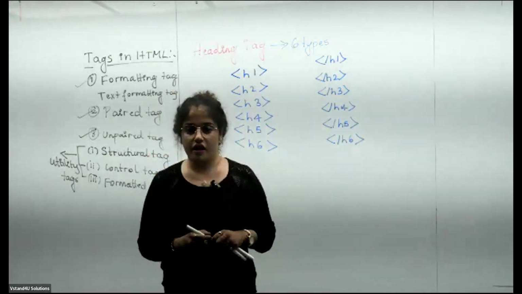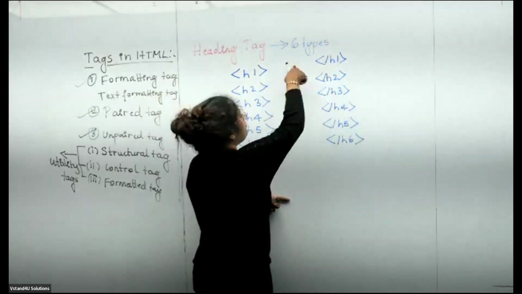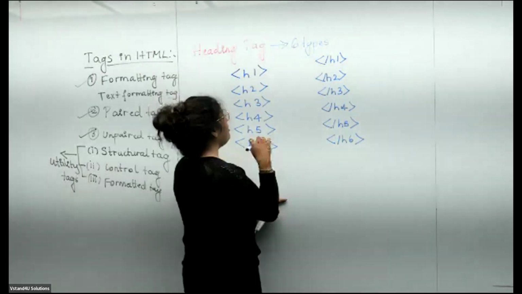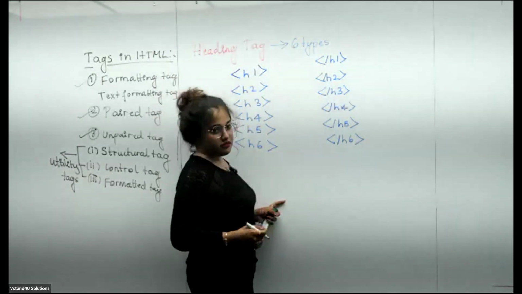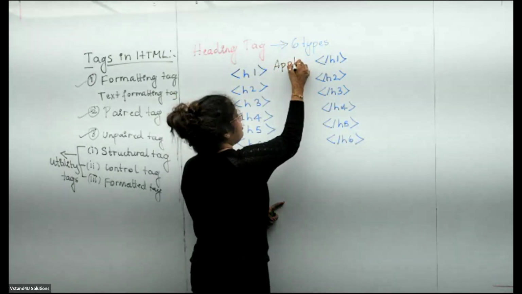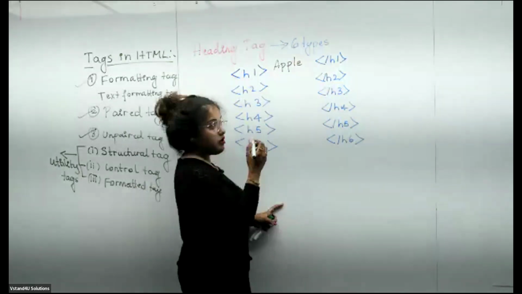Clear? Done? So now what will I give here? Shall I give fruit's name? Okay, tell your favorite fruit name. Apple. Okay. Apple is favorite fruit. Okay, good. Next. Strawberry.